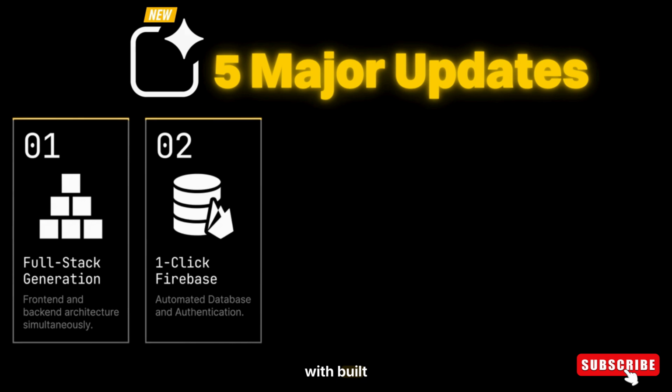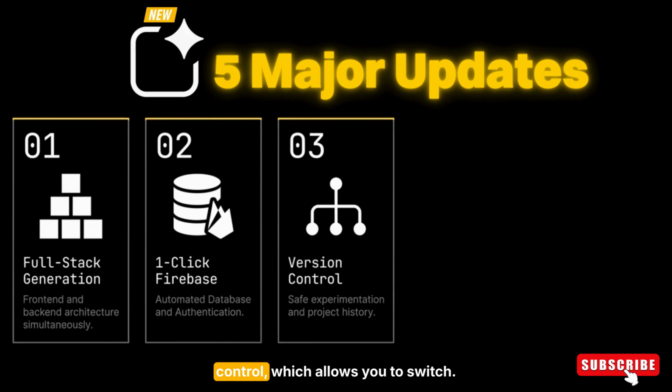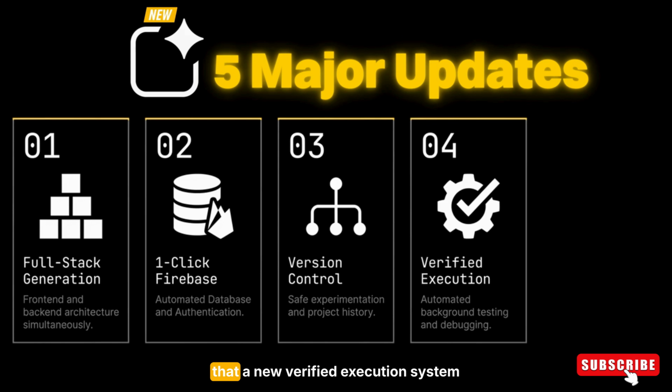On top of that, with built-in authentication and database, you can create a real user-based system where people can log in and their data is stored and managed properly. Another powerful addition is version control, which allows you to switch between different versions of your app anytime and safely experiment without breaking your project. Along with that, a new verified execution system ensures that the AI not only writes the code but also tests and fixes it automatically, saving a lot of time in debugging.